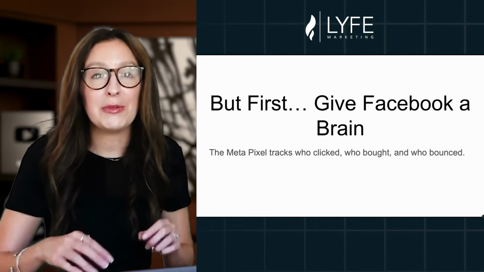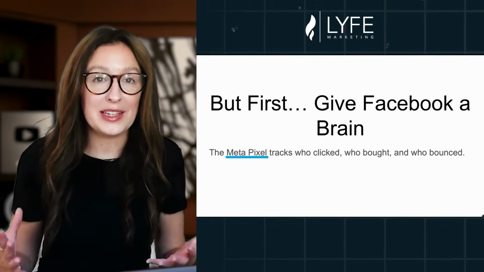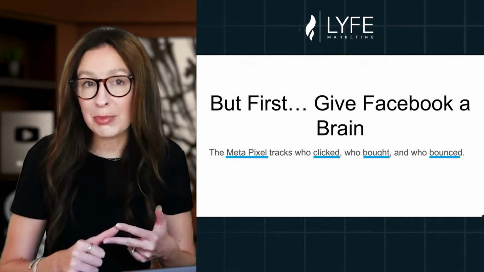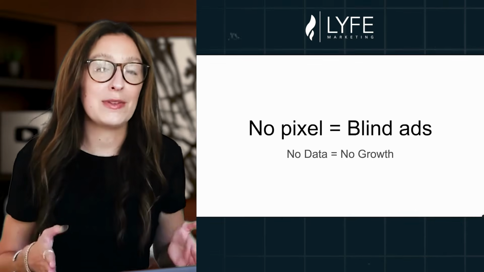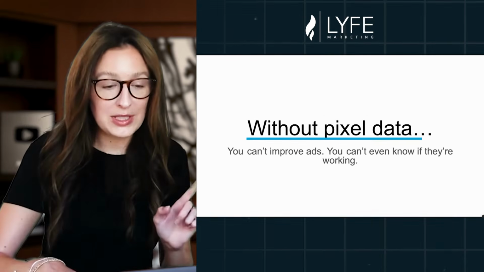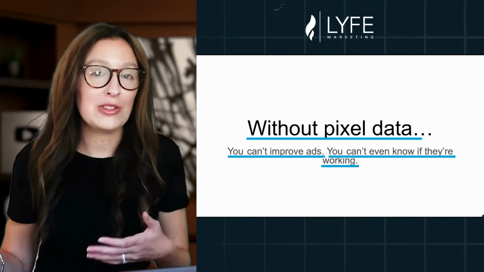But first, before you run any ads, you need to give Facebook a brain. That's what the Metapixel is, the memory system that tells Facebook who clicked, who bought, and who bounced. Without it, your ads are running blind. So if you skip this, everything else is useless because no pixel equals no data. And no data equals no way to improve your ads or know if they're working well to start with.